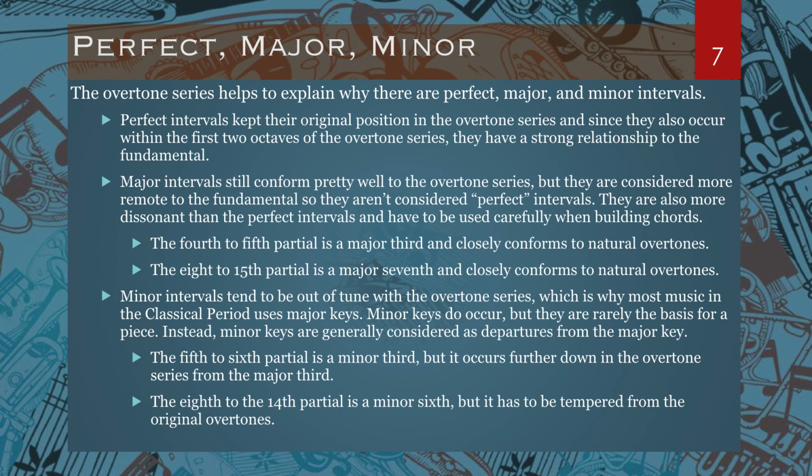So the 5th to the 6th partial is a minor third, but it occurs further down in the overtone series from the major third. The 8th to the 14th partial is a minor 6th, but it has to be tempered from the original overtones. So now we have all of our intervals, and you may not know this yet, but we'll come back to this when we actually talk about intervals. But we have the perfect 5th, the perfect 4th, and the perfect octave. And then you see with the major intervals, you have the major third and the major seventh. And then with the minor intervals, we have the minor third and the minor sixth.